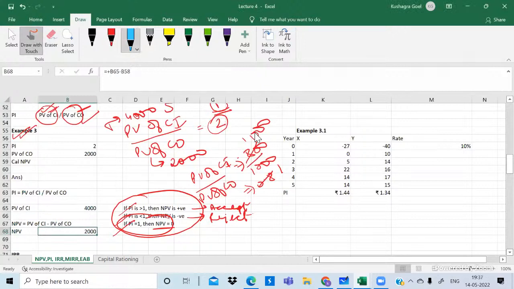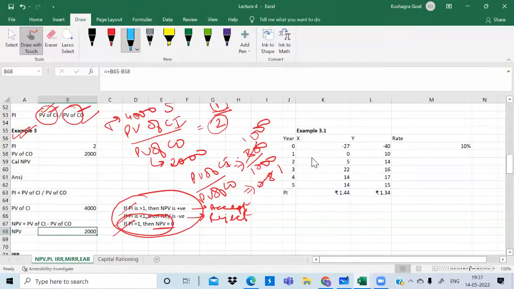Okay, then let's look at example 3.1. I've just added this, so maybe it will not be there in your sheet because I just added it a few days back. So just let me know whether this is there or it's not there. I don't think it should be there. Is it there in your sheet? This example?